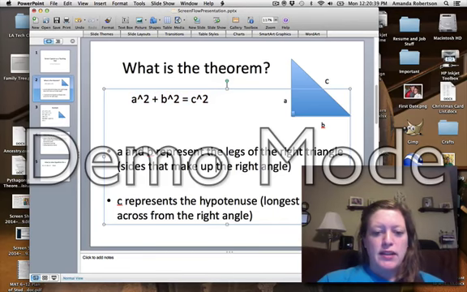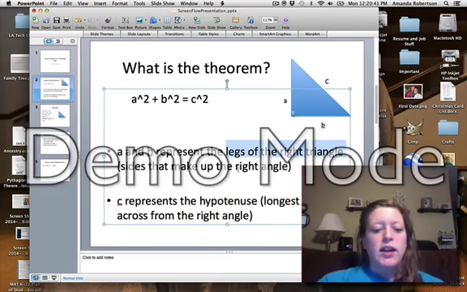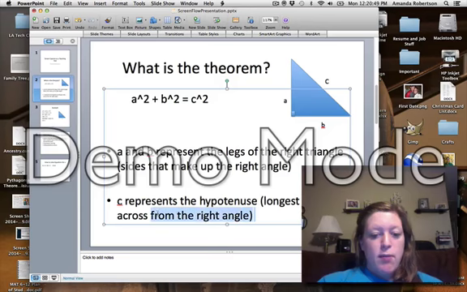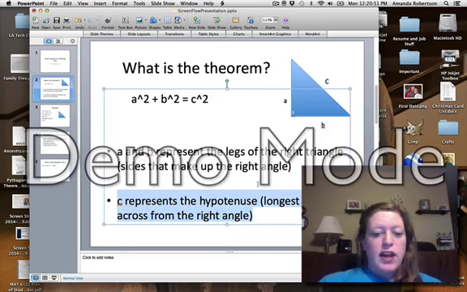A and b represent the legs of the right triangle, and remember, the legs are the sides that make up the right angle. They're not across from it, they touch the right angle. C represents the hypotenuse, and we refer to that as the longest side, or the side across from the right angle.